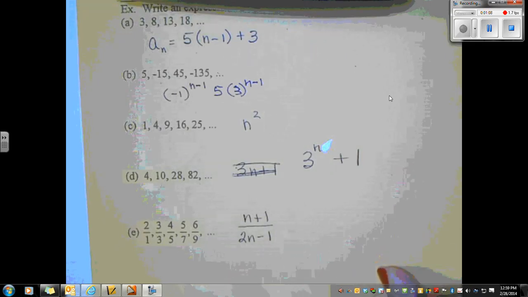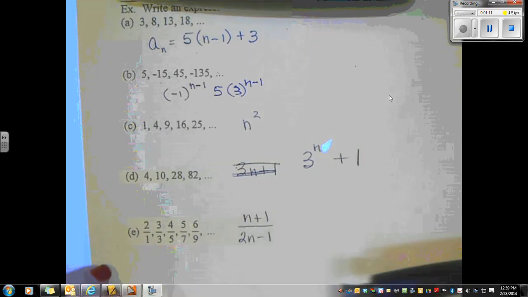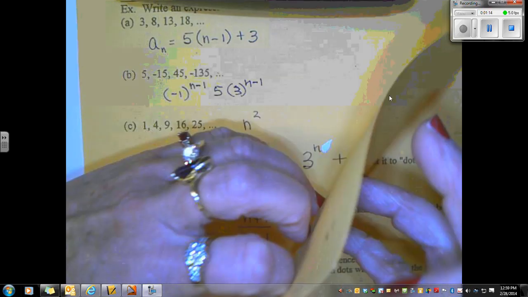Now, let's go on to the next page and see what's happening. All right. What does this say? This says, if a sequence has a finite limit as n goes to infinity, we say the sequence converges. If a sequence does not have a finite limit as n goes to infinity, then it diverges. Determine whether the following sequence converges or diverges. So I guess we have to take a limit to infinity, right?